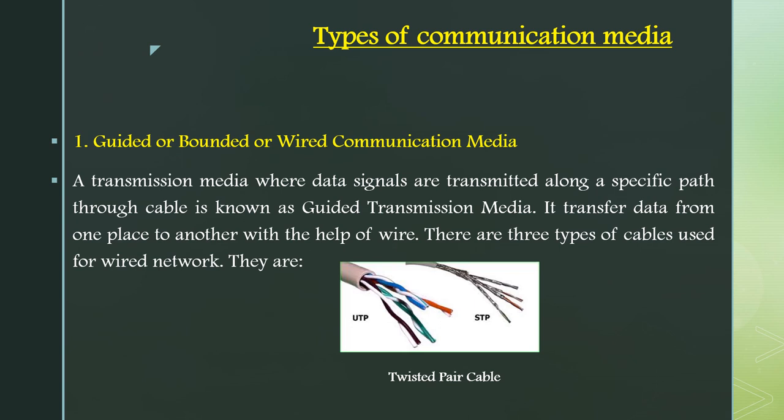Types of communication media. Number 1. Guided or bounded or wired communication media. A transmission media where data signals are transmitted along a specific path through cable is known as guided transmission media. It transfers data from one place to another with the help of wire. There are 3 types of cables used for wired network. They are twisted pair cable.